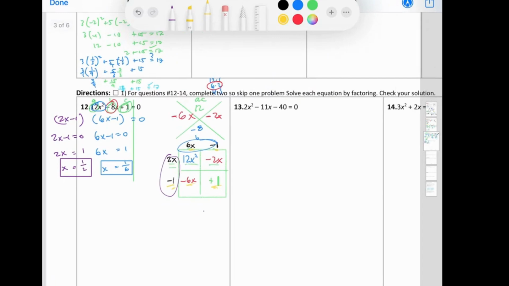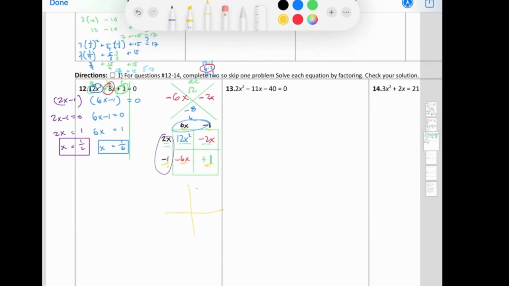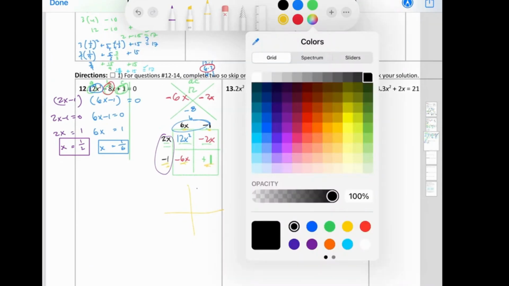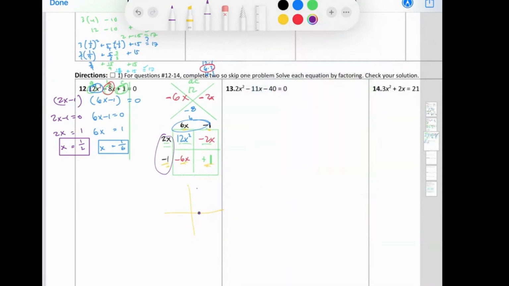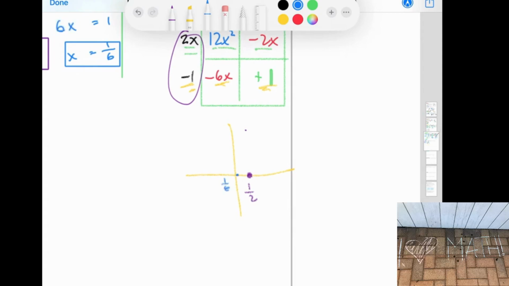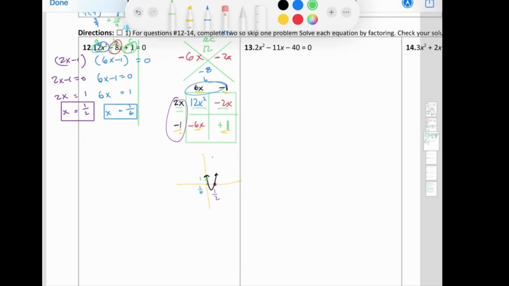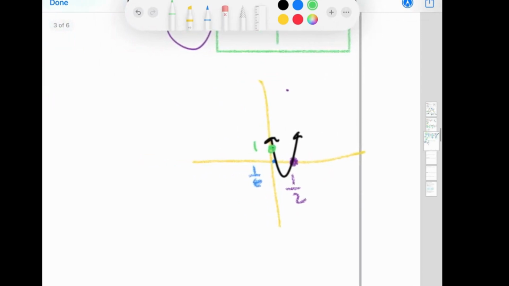Remember, what you're doing here is your a value is positive, x equals 1/2, x equals 1/6 is actually there. And your graph is like something like that. And then your c value is like 1. So remember, we're trying to see those blue and purple dots.